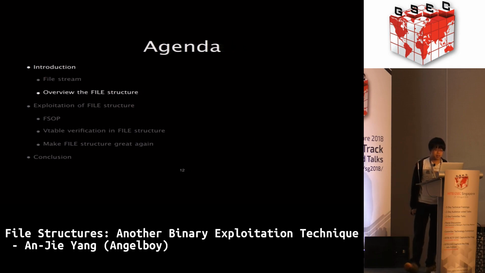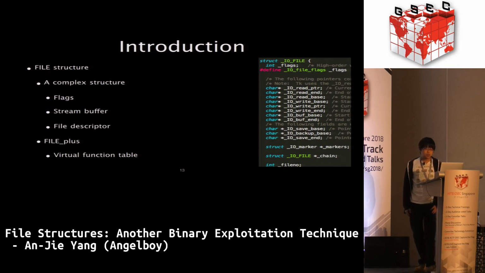Next, let's take a look over the file structure. File structure is a very complex structure. There are many elements in the structure. Because we don't have much time, I will not introduce every element in this session. Thus, I will explain a few elements which are very important for file structure exploit, such as flags, string buffer, file descriptor, and a virtual function table.